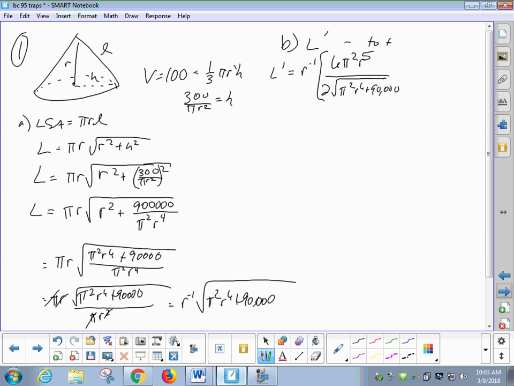Okay? Plus, second stays the same, pi squared r to the 6 plus 90,000 times the derivative of r to the negative first. That's negative 1 over r squared. So I'm going to call this negative over r squared. All right, I want to look for critical numbers to that, but I'm not ready yet.